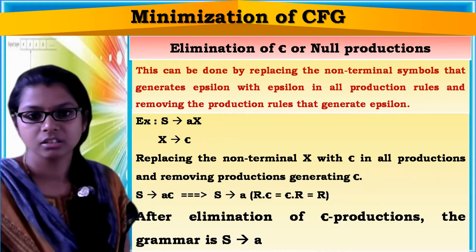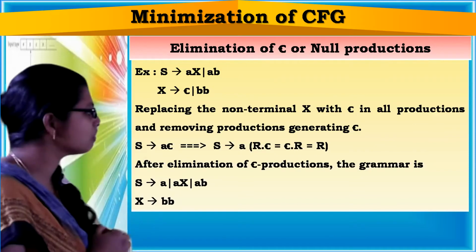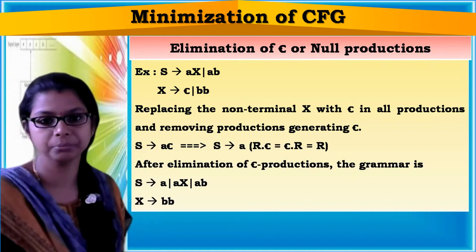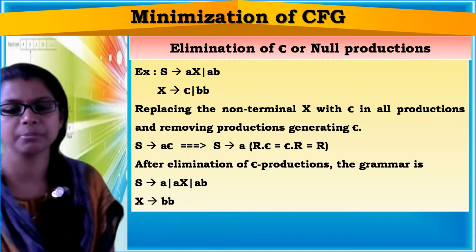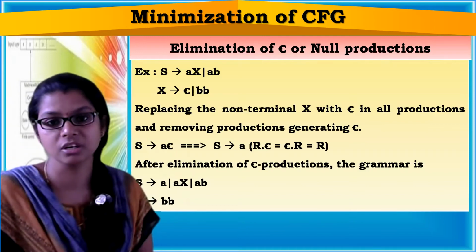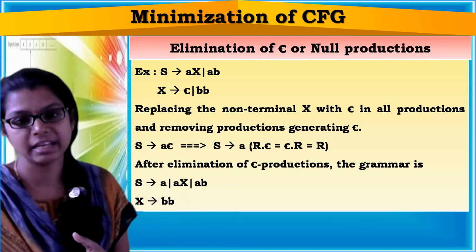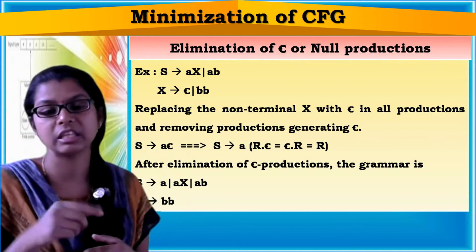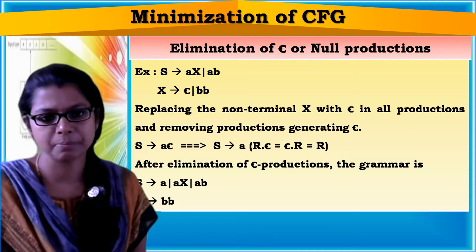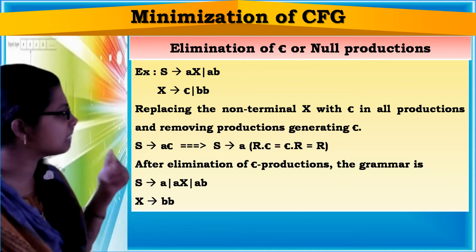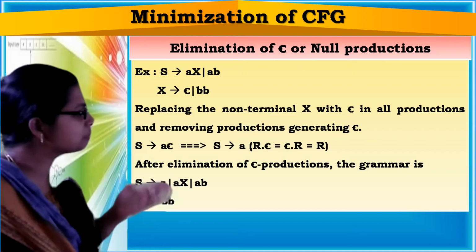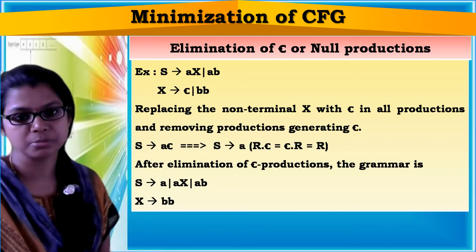Okay. Let's go through one more example. Suppose S producing AX or AB, then X producing epsilon or AB or BB. This is the given grammar. Now in this also you have one epsilon production, that is X producing epsilon. It means you have to replace the non-terminal X with epsilon in all of its productions. Wherever X is present, you have to replace it with epsilon. Now, where X is present, S producing AX, in place of X it is replaced with epsilon. So S producing A. It has been minimized to this.